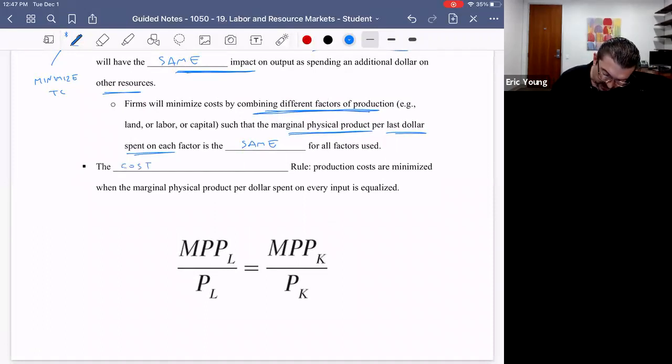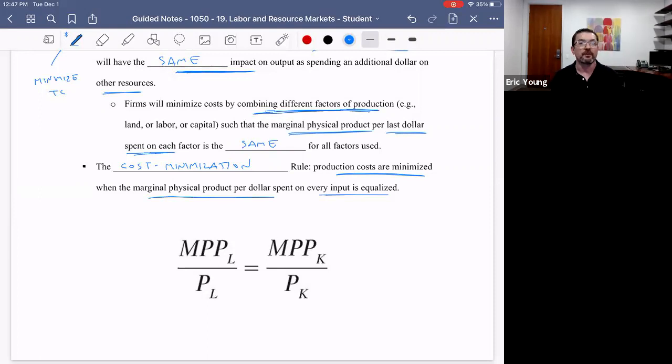We're going to call this, my friends, the cost minimization rule. We believe in economics that production costs are minimized whenever the marginal physical product per dollar spent on every input is equal. Let's do a little simple analysis here.